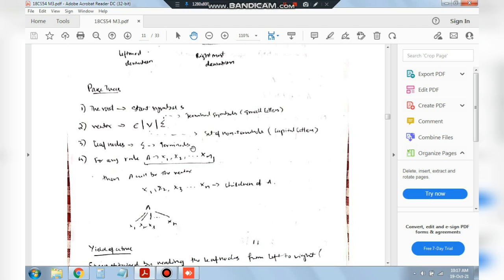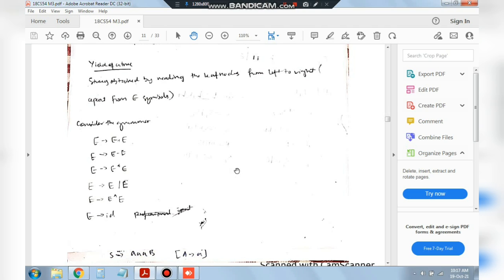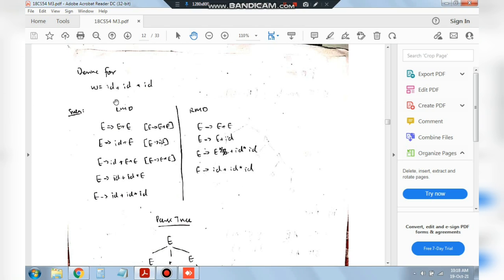Okay. And we have the leaf nodes here. We'll understand what these things are by an example. Okay. So before that, let's discuss the rules. E can be written as E plus E or E minus E, E into E, E divided by E, E power E, and E can be substituted as ID. Okay. So let's see an example here. The question can be of this type: derive for W is equal to ID plus ID star ID.